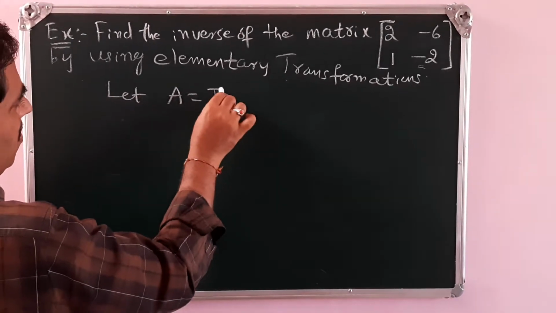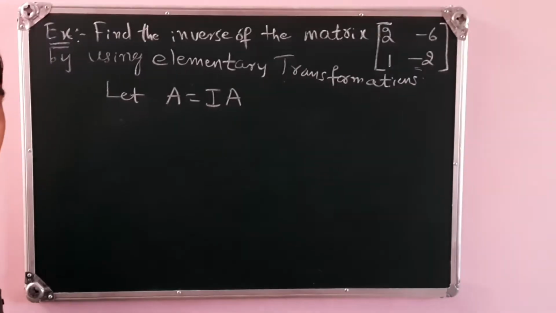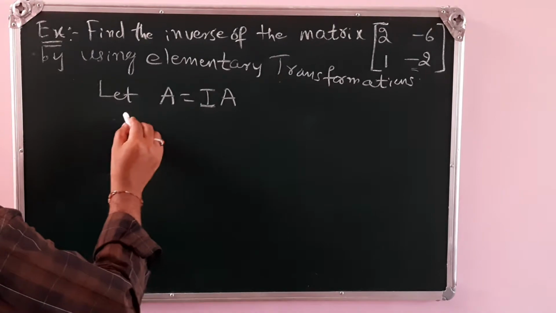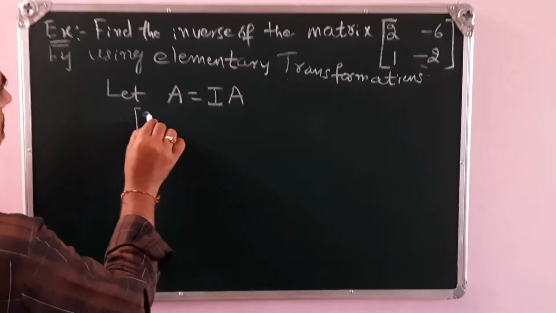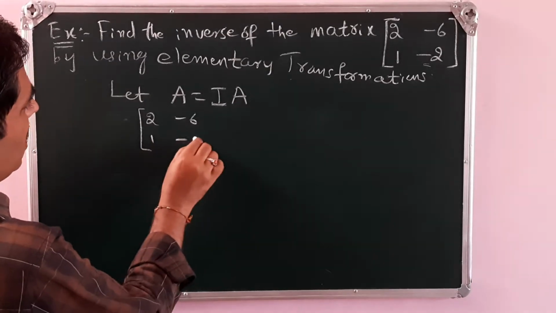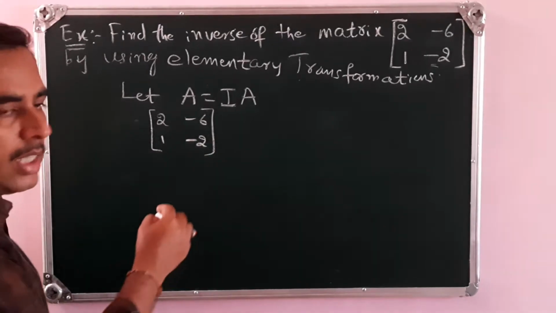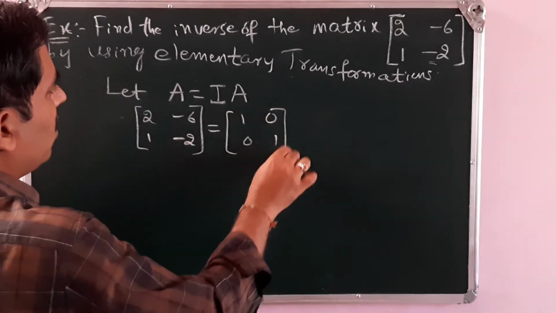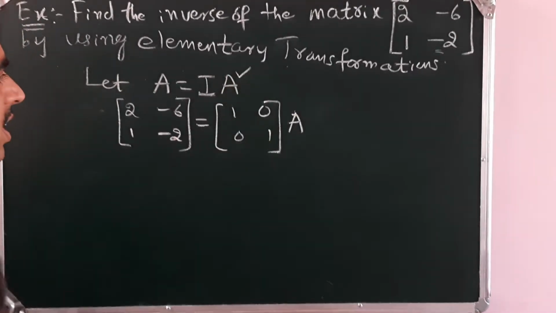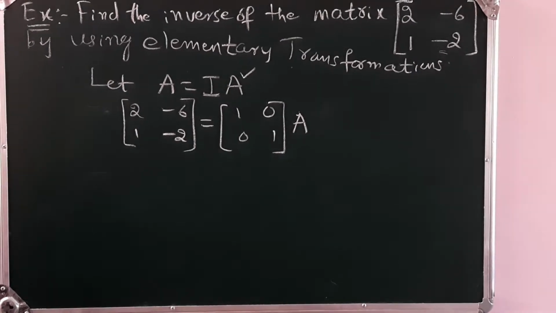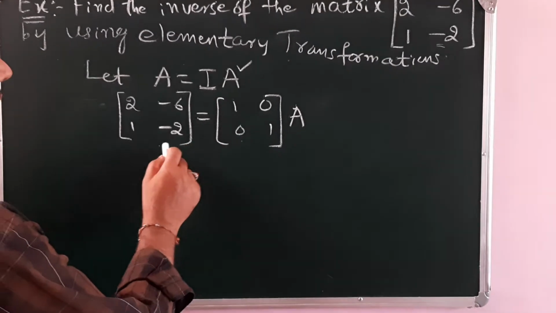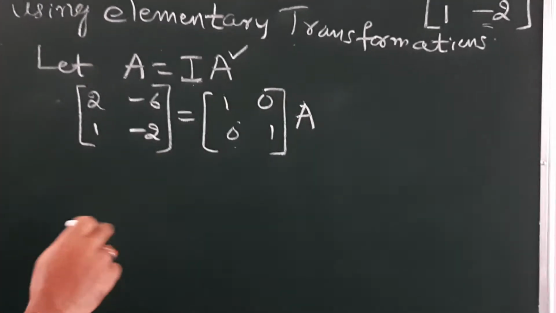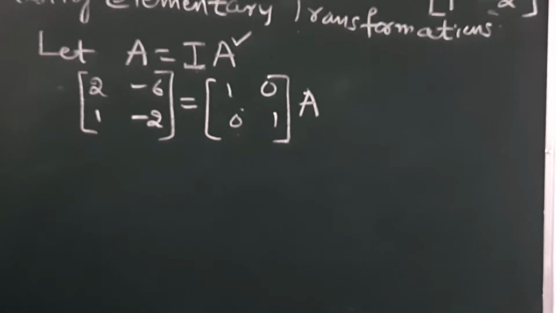We know the first step is to write the given matrix as A equals I into A. We use elementary row operations. So I will substitute the matrix here: 2, minus 6, 1, minus 2 is equal to the identity matrix 1, 0, 0, 1, and then we write A as it is. Now we have to go on applying the elementary transformations.